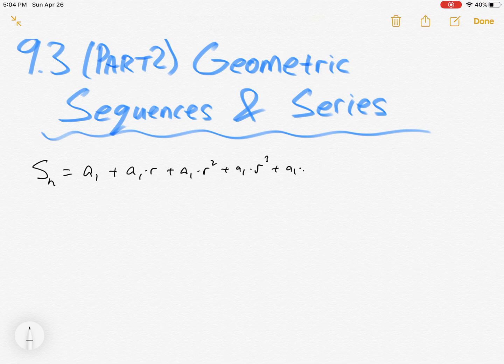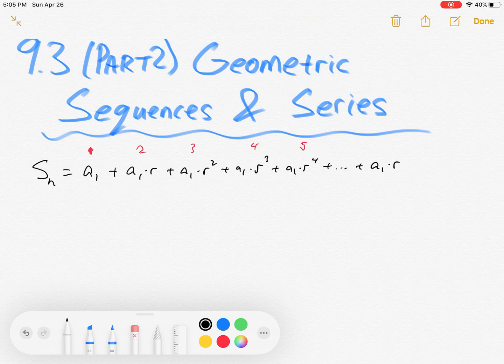a sequence together? So you have your first term plus your second term. I could put A2, but just to not add too many letters, I'm going to say A1 times R. That is A2, right? And for the third term, A1 times R squared, A1 times R cubed for the fourth, A1 times R to the fourth for the fifth, and on and on and on, all the way up to my last term. My nth term would be A1 R to what?